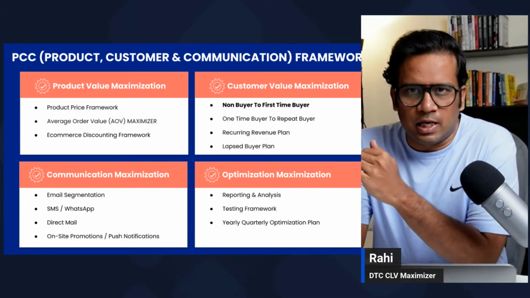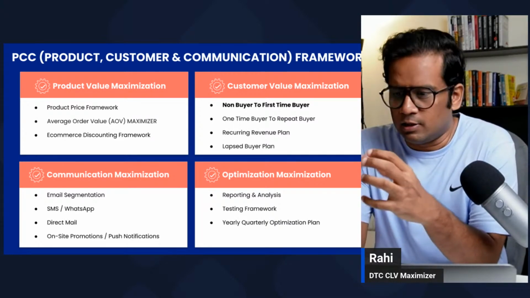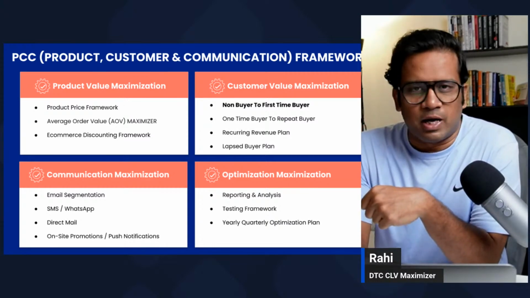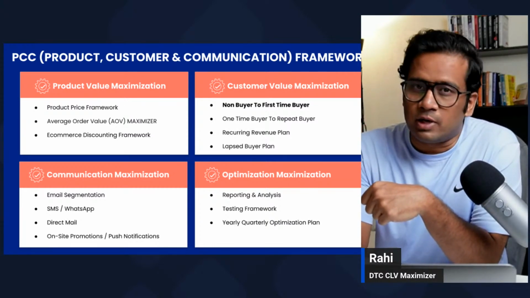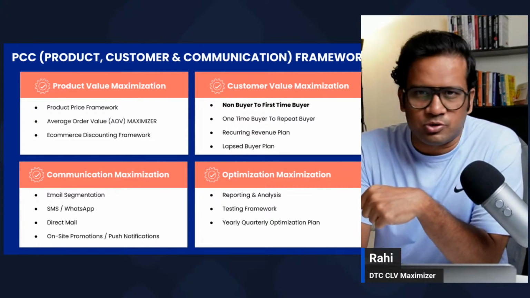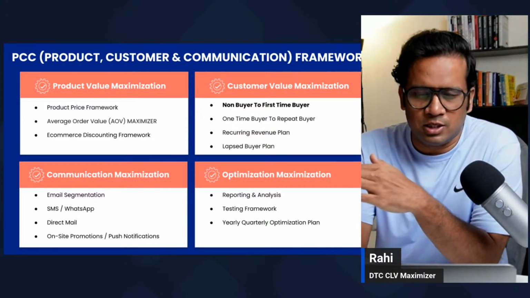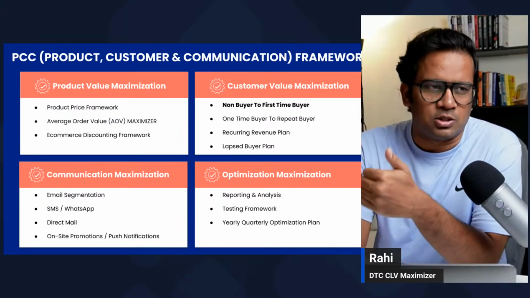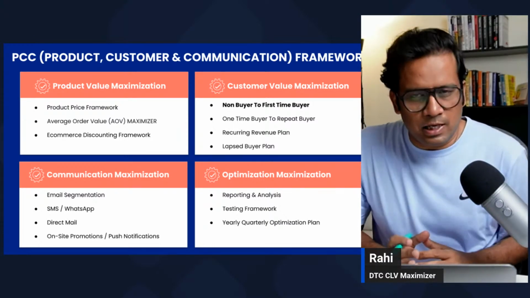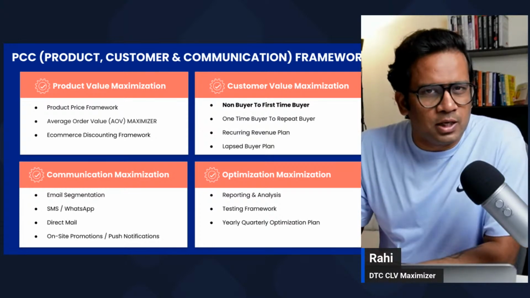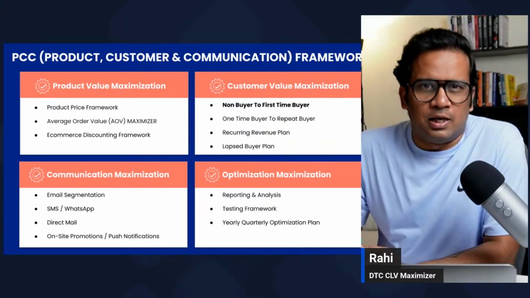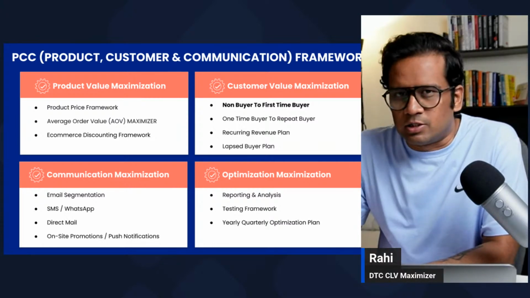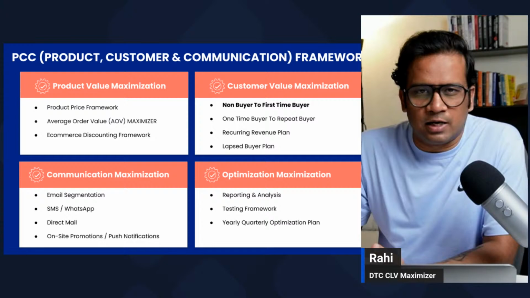The second part is customer value maximization, where we look at all the four stages of the customer: non-buyer to buyer, buyer to repeat buyer, repeat buyer to recurring buyer, and recurring buyer to lapsed buyer. Lapsed can come from any stage, but those are the four stages we look at. Once we have this centralized, what we are supposed to do for the customer and what the product attributes are, it goes into communication maximization, where we look at email, SMS, direct mail, and all the other channels.